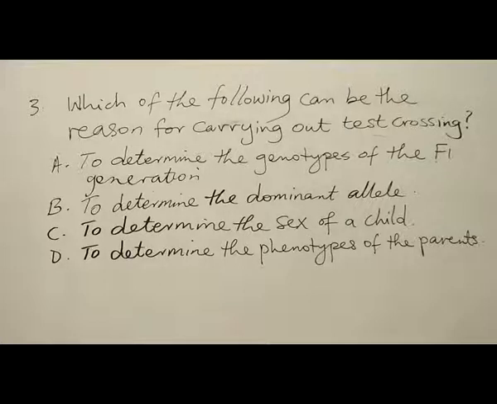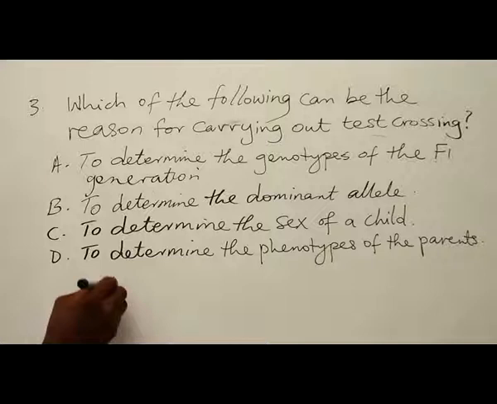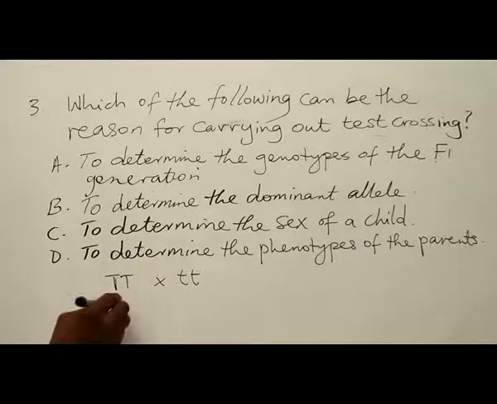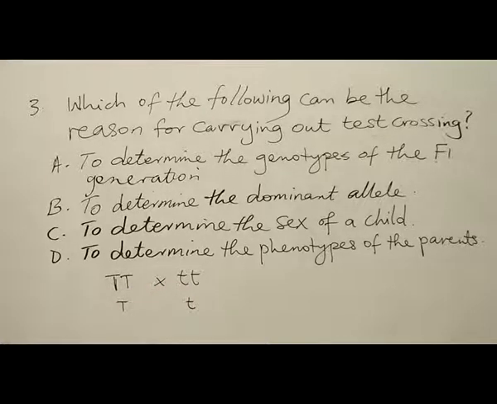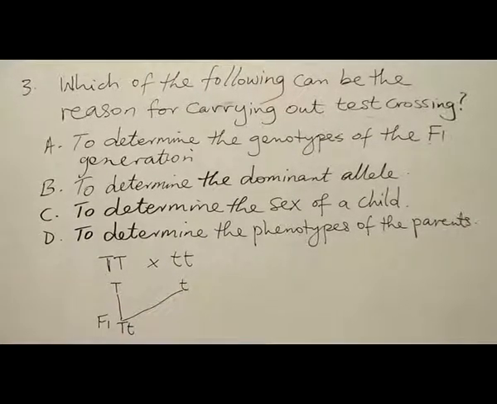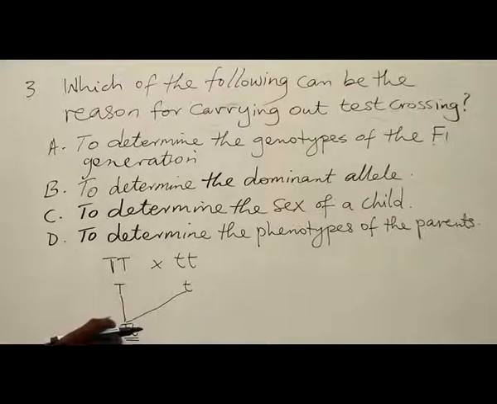Test crossing is trying to breed an offspring of the first filial generation with homozygous recessive parents. What do I mean by that? Look at a tall parent, homozygote tall, crossed with homozygote short. These people produce gametes for tall and for short. The first filial generation will have these combined, and this is heterozygous tall, because if tall is dominant, the child will be tall.